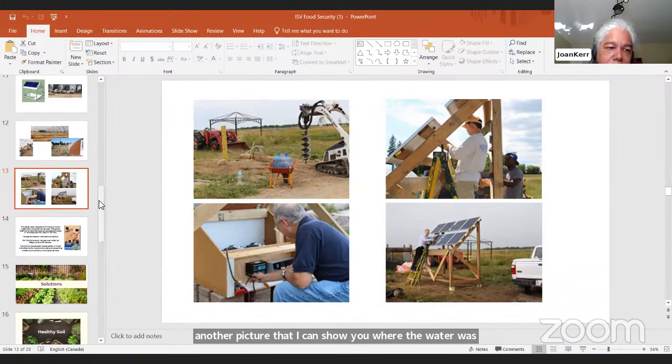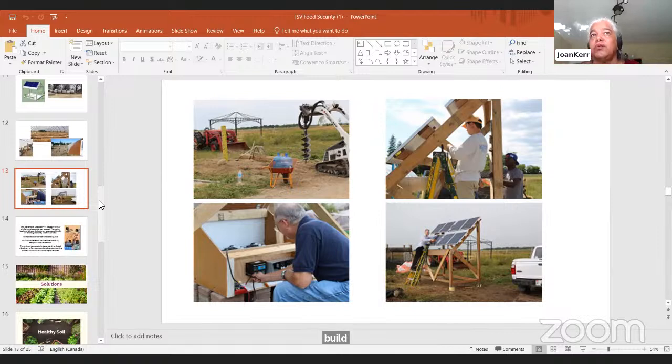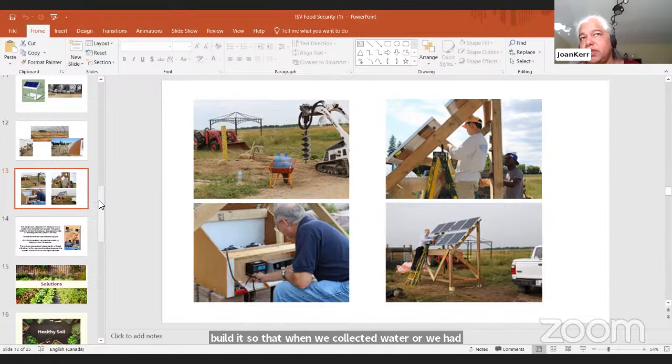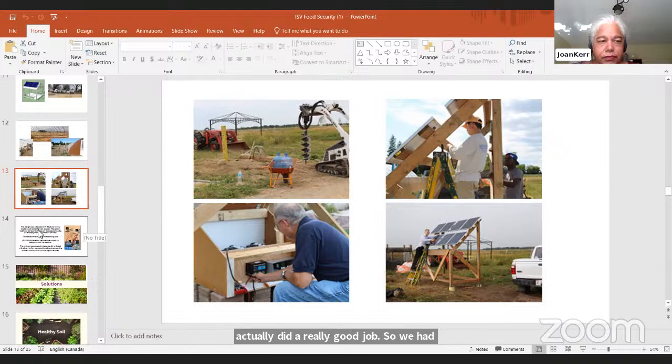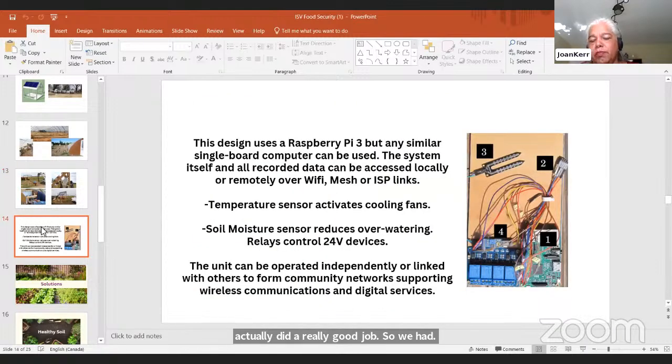So they had to actually build it so that when we collected water, or we had water donated as well, because it was way too much to collect at first, and how to pump it. Just digging the trench to where the water was also manual work, and they did a really good job. So we had solar panels, and we used Raspberry Pi. Don't ask me all these questions about technology, I just told them what I wanted, and this is what they told me. So this is just a synopsis.